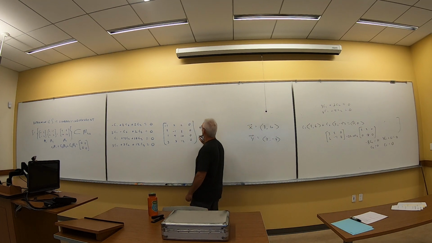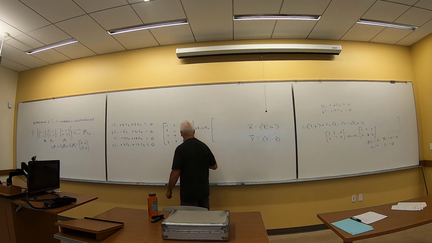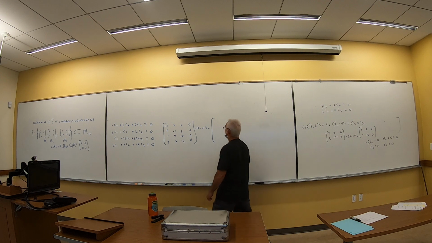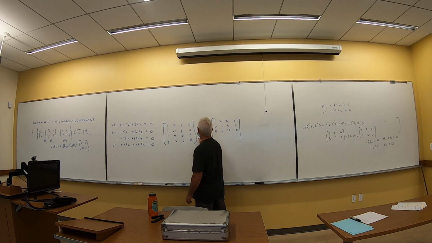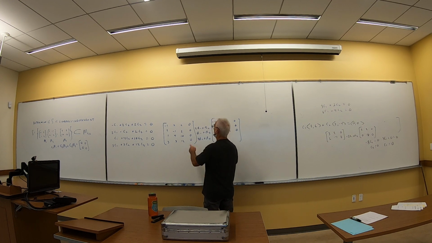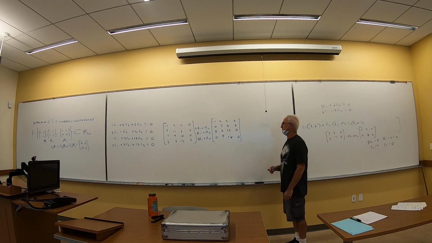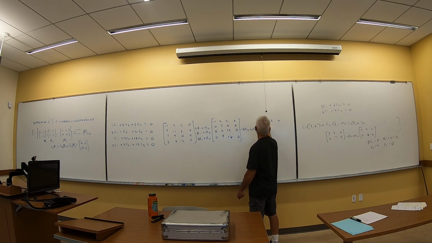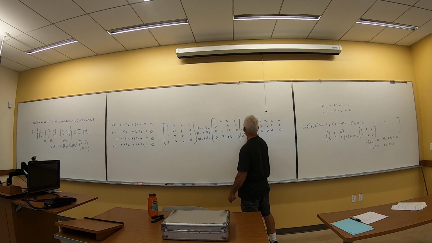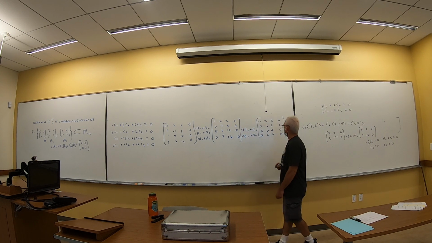So let's do row operations. All right, so 2 row 1s plus row 2. So 0, 3, 6, 0. Row 1 plus row 3, 0, 6, 12, 0. And 3 row 1s plus row 4, so 0, 9, 18, 0. How about I do negative 3 row 2s plus row 3? Negative 2. And then negative 3 row 2s plus row 4. That's it. Okay.